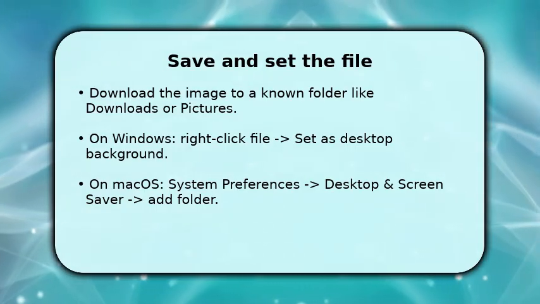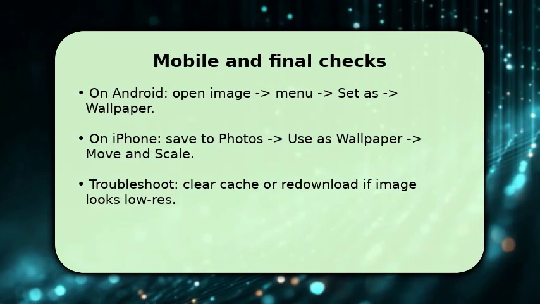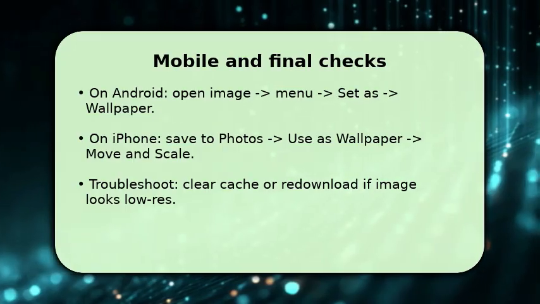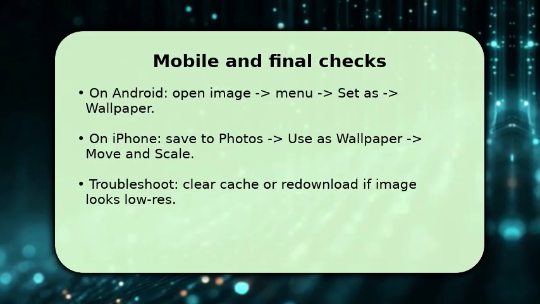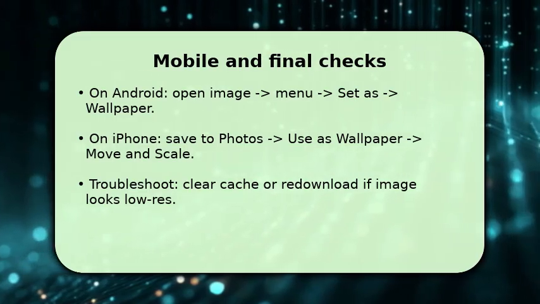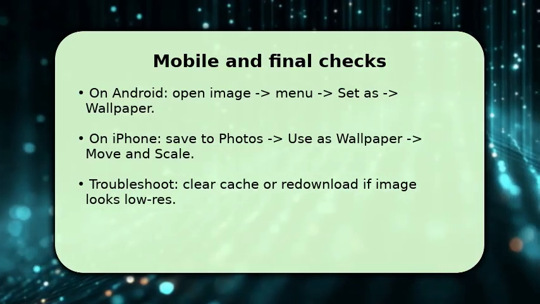For mobile, save the image to Photos, then use the platform's Set as Wallpaper flow. On Android, open the image, tap Menu, set as Wallpaper. On iPhone, save to Photos and choose Use as Wallpaper with Move and Scale enabled. Once applied, check Lock and Home screens to confirm alignment.